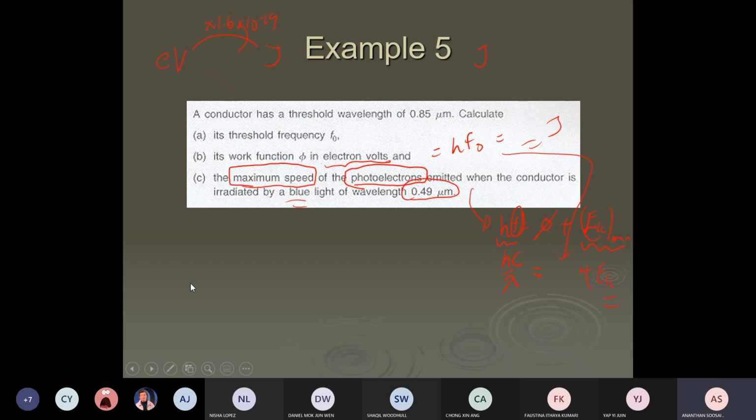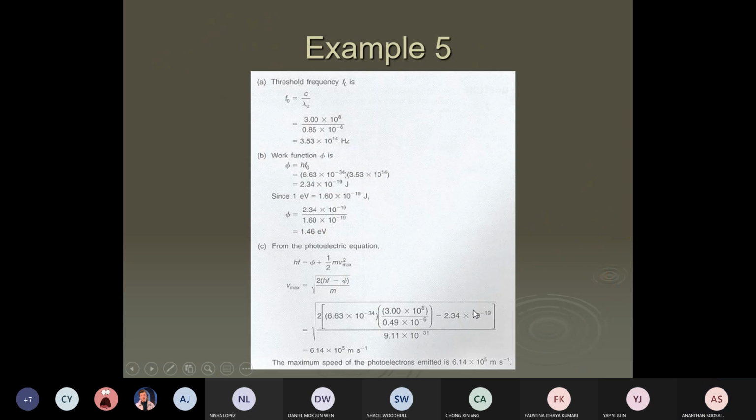Hope the idea, the method I told you, is what you thought just now. So this is the working, right? f naught is just c over lambda naught. You get that frequency. Work function is h f naught. And 1 eV is this much, 1.6 times 10 to the power negative 19 joule. So whatever energy you got, divide by 1.6 times 10 to the power negative 19 joule, you get the work function in eV. From hf equals work function plus half mv squared, we can find the v max.